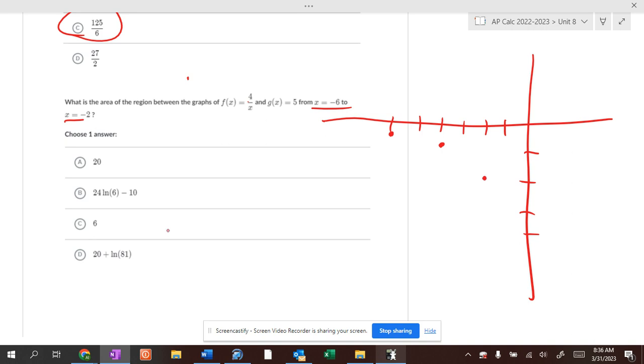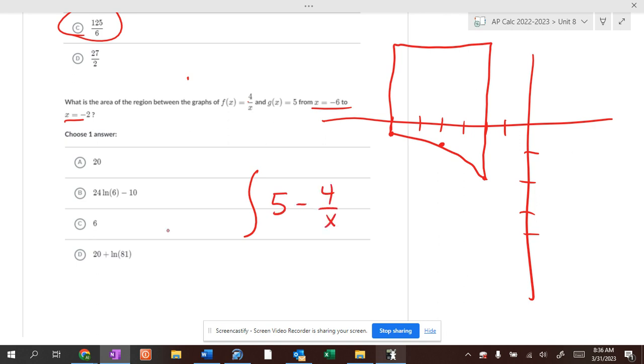And then we're going all the way up to the line x equals 5. So it kind of looks like that. That's what we've got going on. All right, so top curve minus bottom curve would be the integral of 5 minus 4 over x from -6 to -2. So if we integrate this, it'd be 5x minus 4 ln of x from -6 to -2.